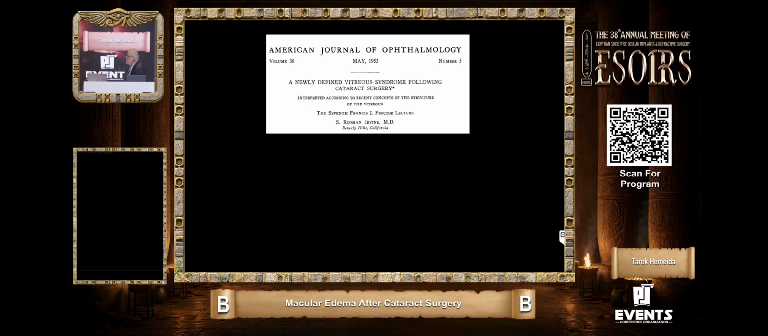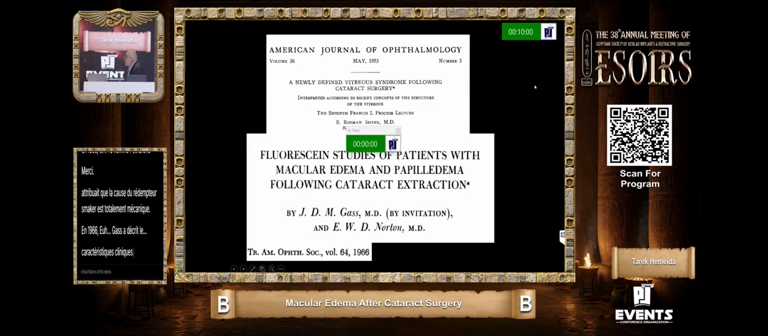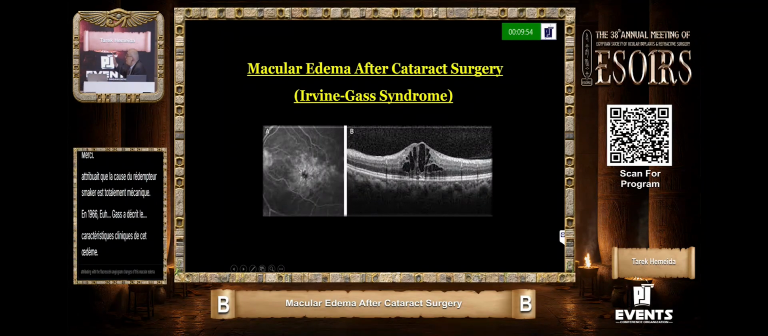Perhaps the first to describe macular edema following cataract surgery was Irvine in 1953, and he named it the vitreous syndrome following cataract surgery. This attributed the cause of this macular edema as totally mechanical. In 1966, Gass described the clinical features of this edema, with the fluorescein angiogram changes, and hence the name Irvine-Gass syndrome, with the characteristic petaloid appearance in fluorescein angiogram and hot disc.